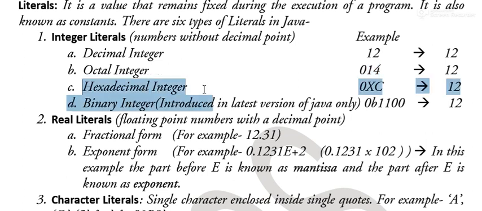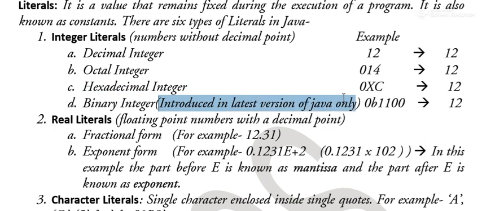Hexadecimal integer: the integer beginning with 0x is known as hexadecimal integer, where C represents 12. And as well as binary integer starts with 0b. However, it is not in your syllabus, it is included in the latest version of Java.